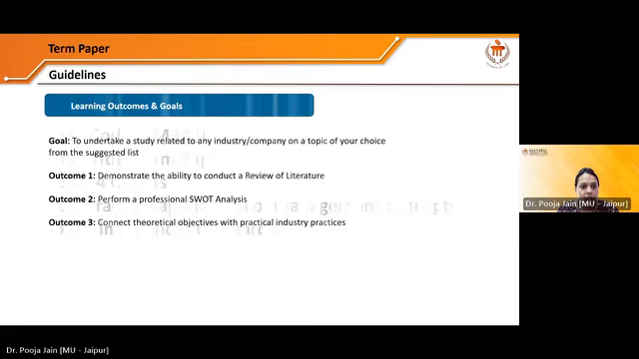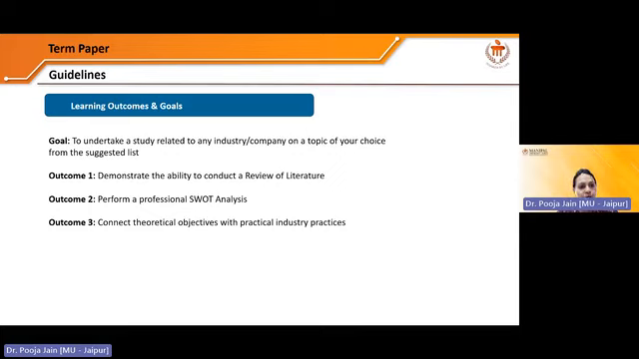Okay. So in these guidelines, there are some learning outcomes and a goal. The goal is to undertake a study related to any industry or company on a topic of your choice from the suggested list. I will show you the list of topics. From the list of topics, you will have to identify an industry or company and connect your topic with that industry or company, right?